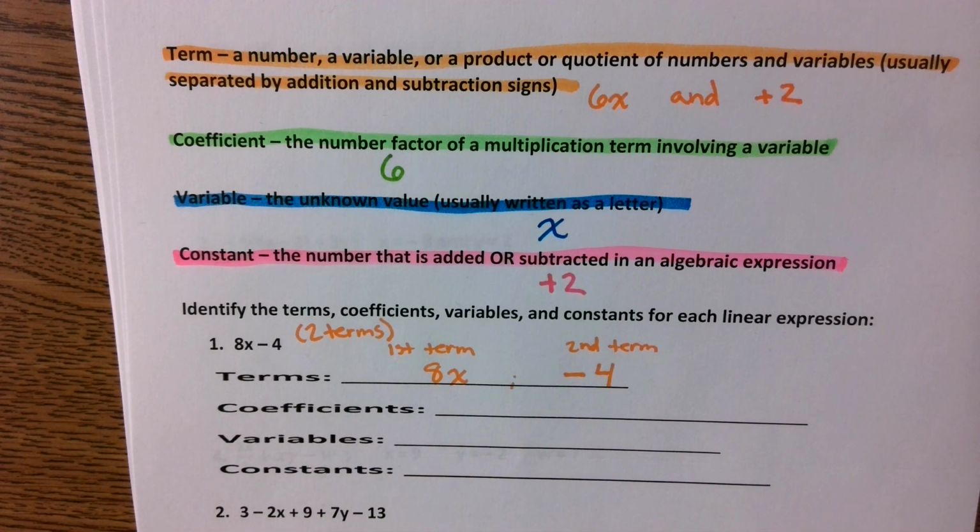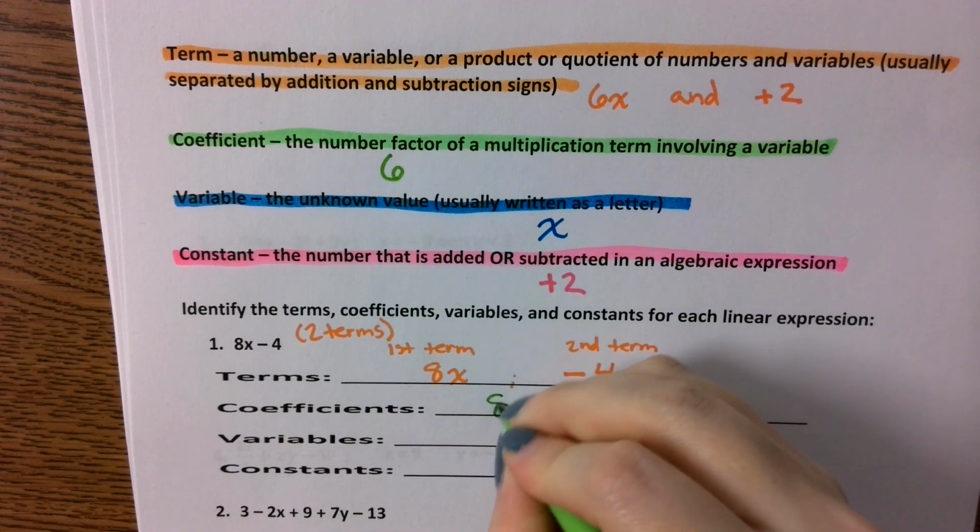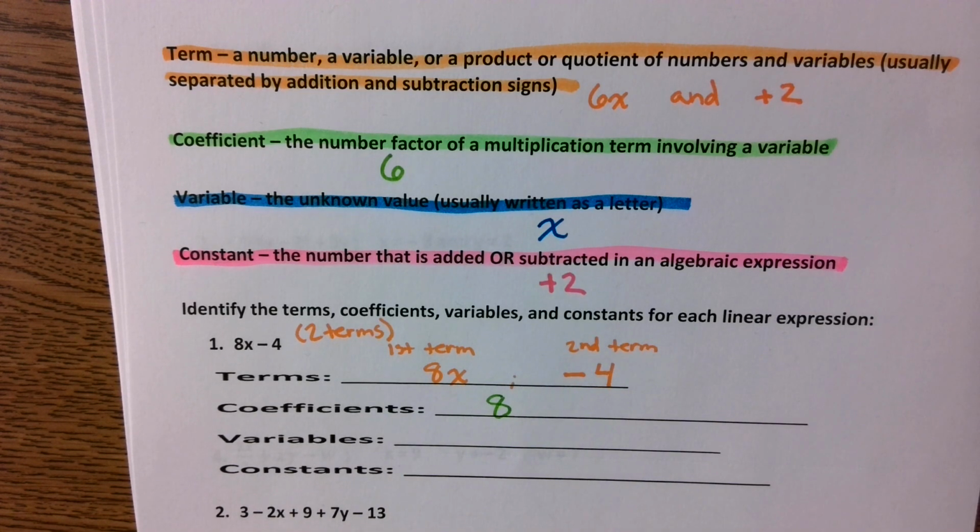Okay, coefficient. Who can tell me what number up here is going to be my coefficient? Rajay? Just the 8, right? Not 8x, right? 8x is a term. 8 is our coefficient.